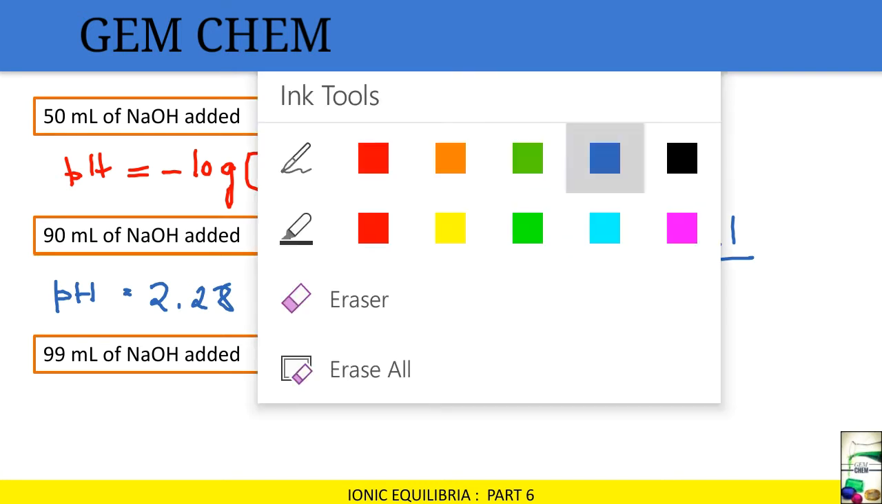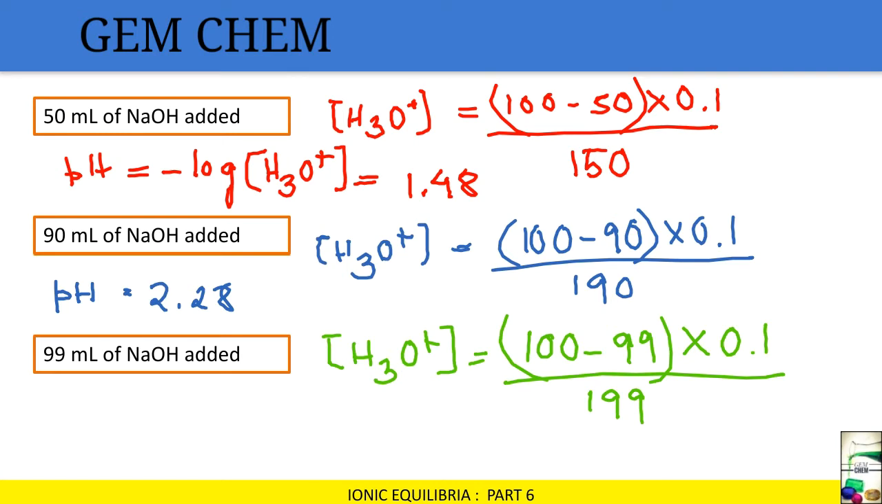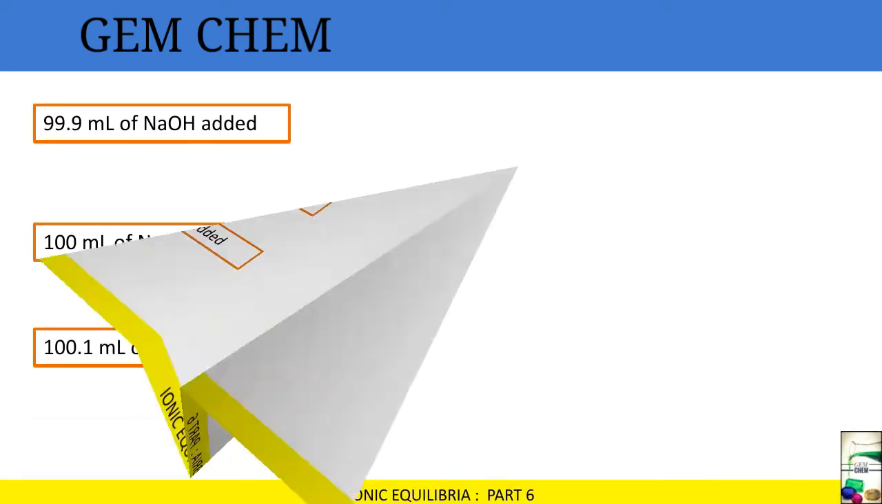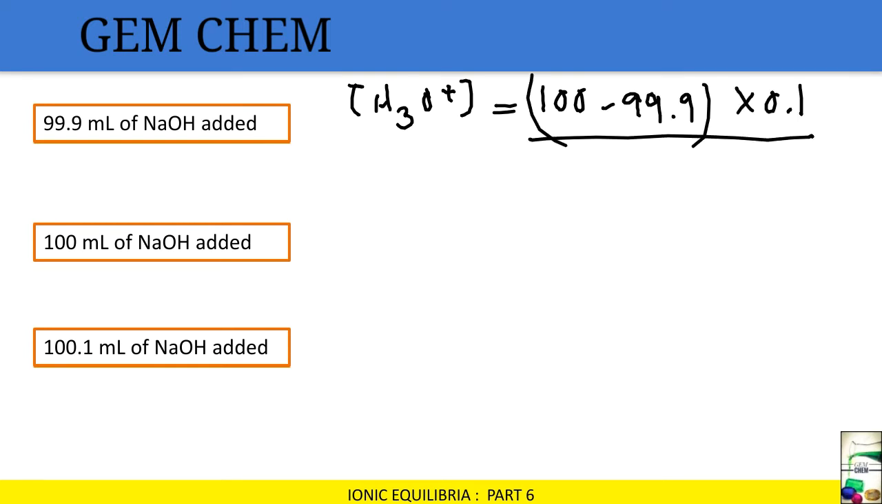Right. Next we will come to 99. So 99 ml is neutralized, so we are left with 1 ml, right? So (100 minus 99) into 0.1, and the total volume is 199, and the pH comes to be 3.29. Now we will go for 99.9 ml of NaOH added. When 99.9 ml of NaOH is added, the concentration of H3O+ is (100 minus 99.9) into 0.1 divided by 199.9, and the pH here comes to be 4.30.